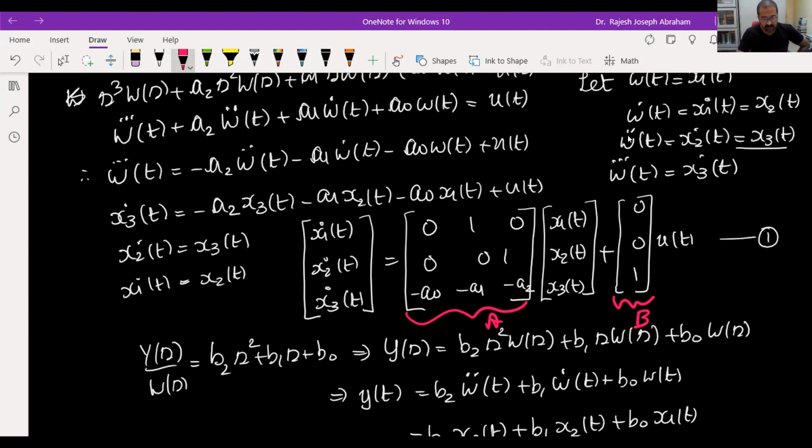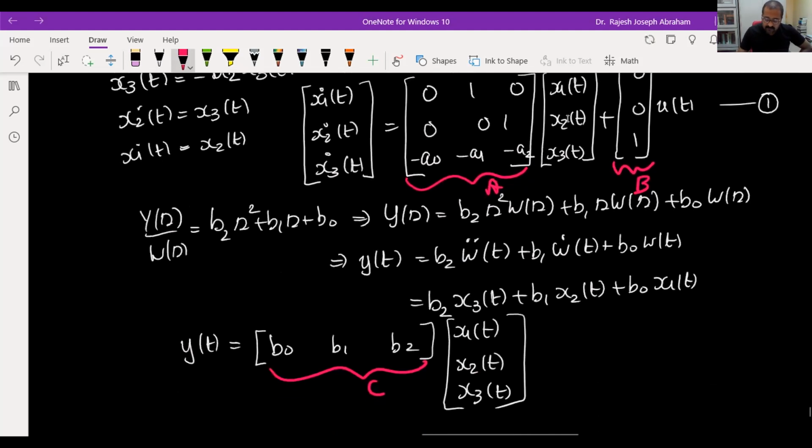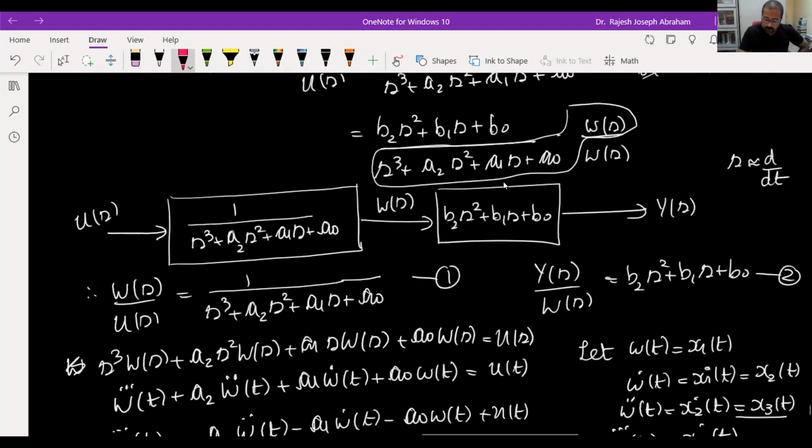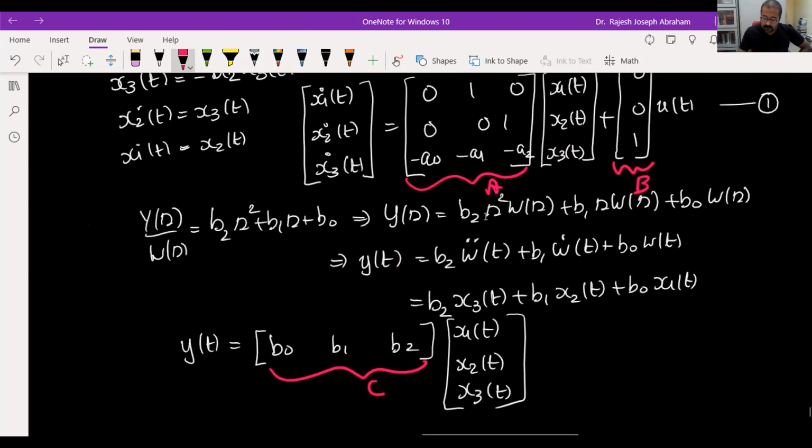And if you see the B matrix, except the last row element, all entries are 0, and the last row element will always be equal to 1. Finally, if you see the C matrix, you can straight away pull out the coefficients from the numerator polynomial, B0, B1, B2. So this is the characteristic of a controllable canonical form.